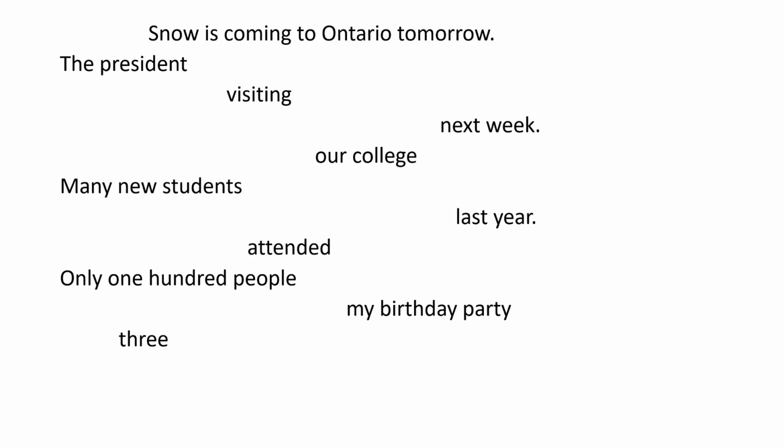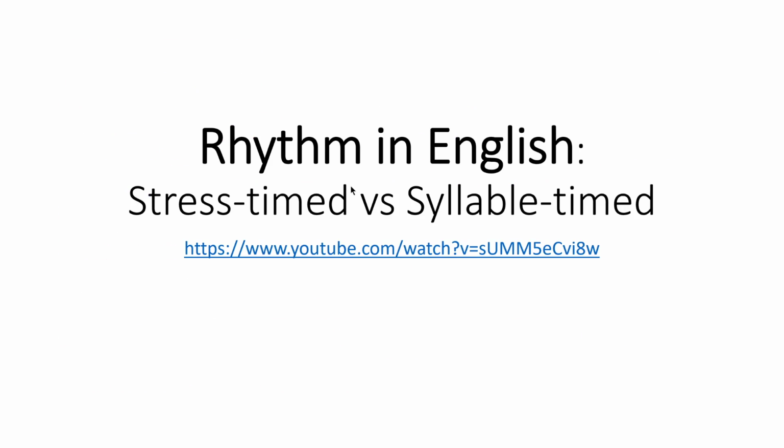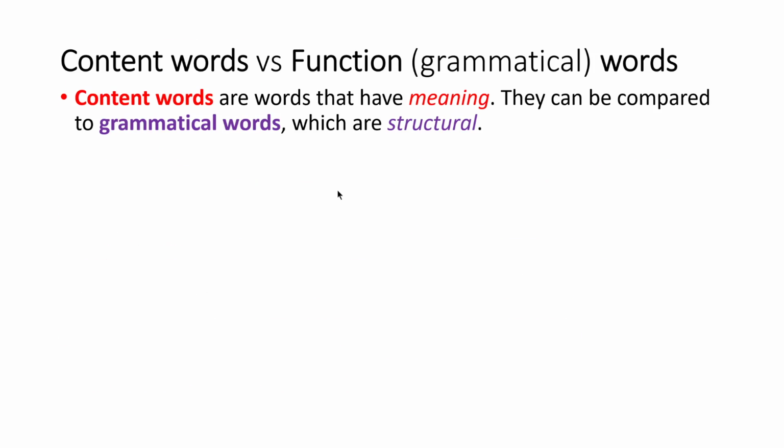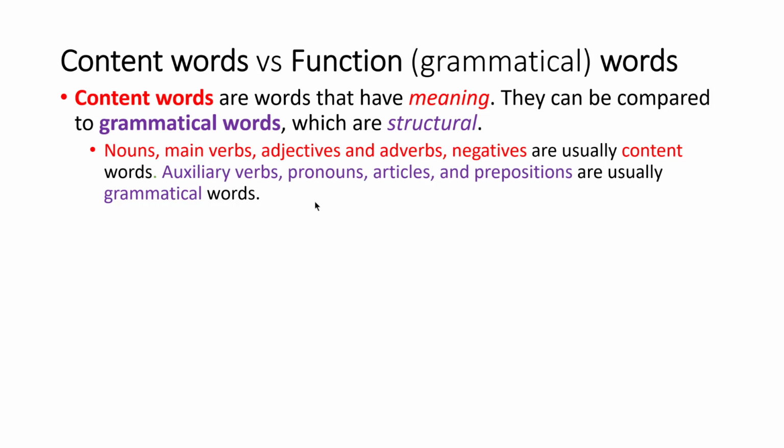Well, anyways, enjoy it, everybody. Content words and function words. So remember, if we go back all the way, content words are words that have meaning. Think about them as common nouns. Think of them as main verbs, adjectives, adverbs, negatives, right? And the other words, pronouns, articles, auxiliary verbs, prepositions, to-be verbs, these are function words, and they're going to be said faster. Function words are going to be said faster. They are going to be said less clearly.